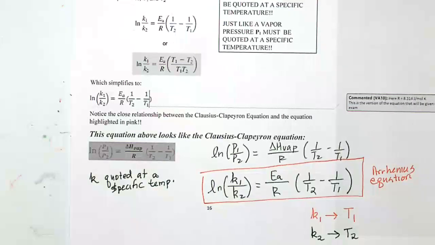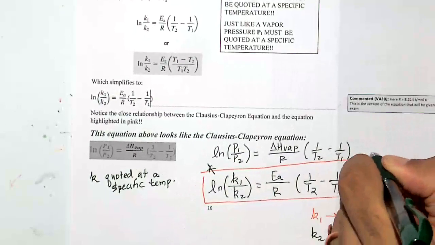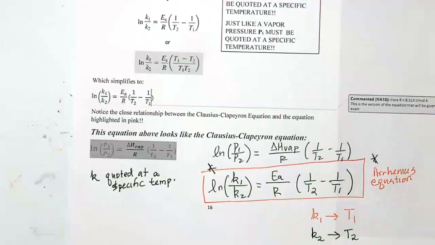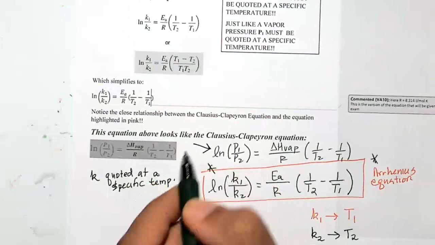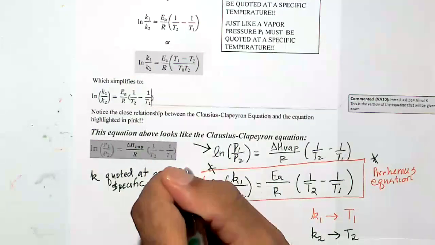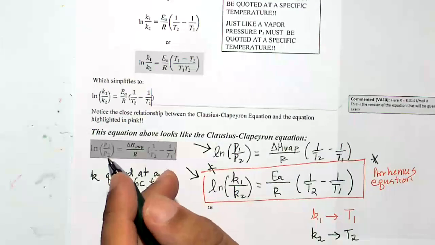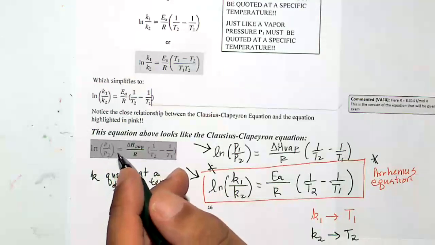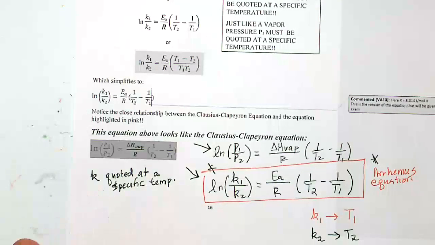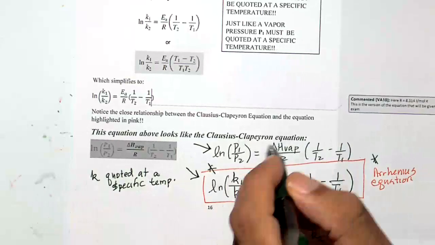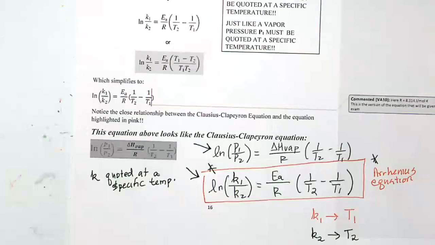So this rate constant, lowercase k, is quoted at a specific temperature. You change the temperature of a reaction, you change the rate constant k. What I'm trying to get across to you guys is that this is what we had in our last exam, and this is the exact same homology. It's exactly analogous, because they both are quoted at a specific temperature. You change the temperature, you change the rate constant; you change the temperature, you change the vapor pressure. All right?